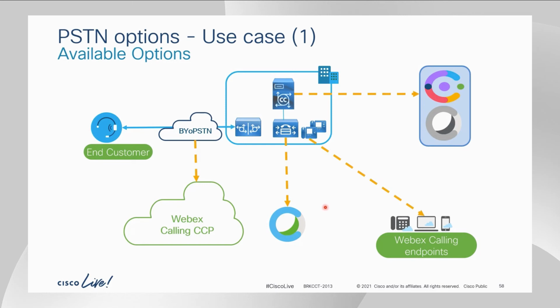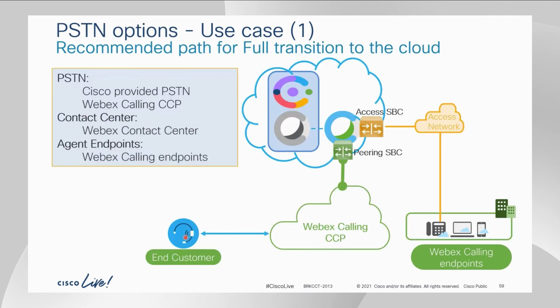But since they need a cloud-based calling service, and we are offering them Webex Calling, we will eliminate the Cisco bundled PSTN option, and we will offer them the Webex Calling CCP option. So this leads me to option number 4, which is basically a full migration to cloud. You can see the endpoints are Webex Calling endpoints, that is the agent. The PSTN is also cloud-based, and the call control, which is the calling PBX, and the contact center, everything is a cloud-based option.